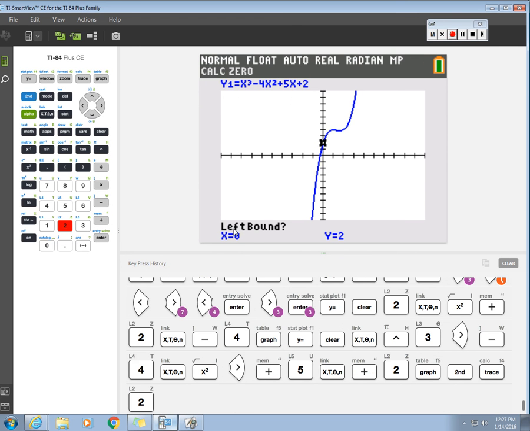And then it says left bound. Well, left bound would be below it, so I go below it, and I hit enter. Then right bound, I would have to go above it to be on the right side of that 0, and then I hit enter. And then I hit enter once more, and the zero's at -0.31.